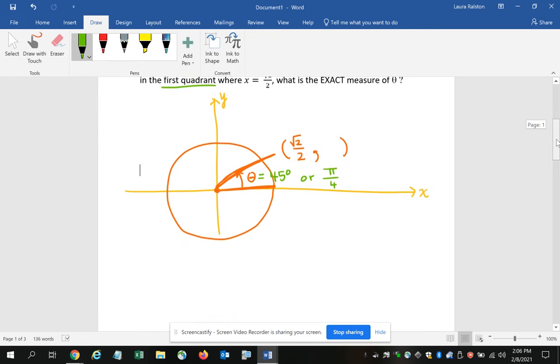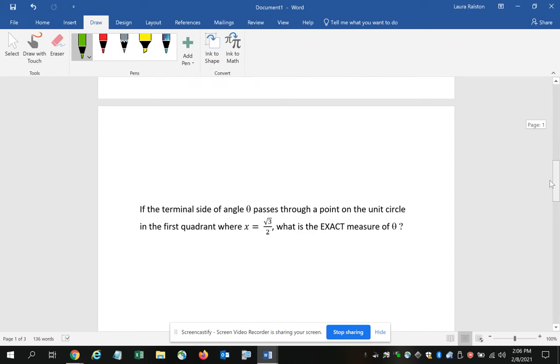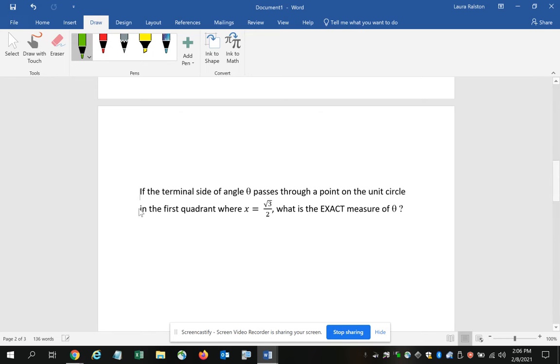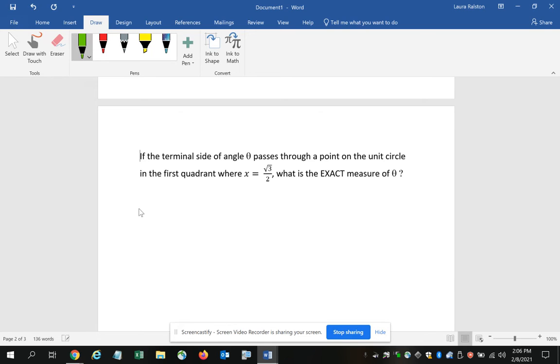So again, you may want to keep that handy. And again, I think you can benefit from drawing the picture as well. So let's look at another one.